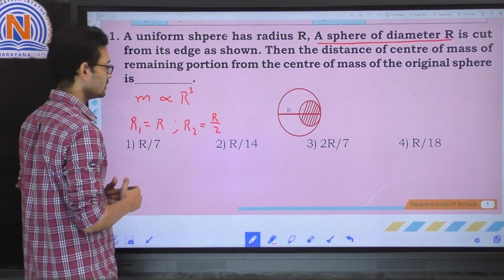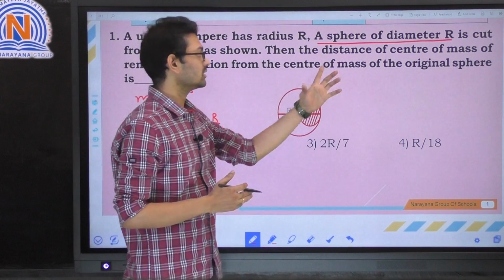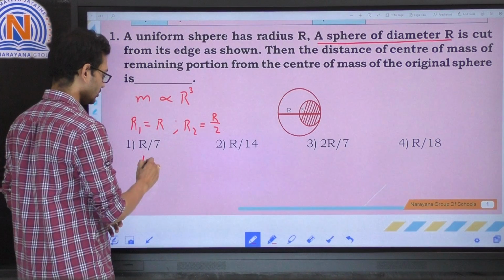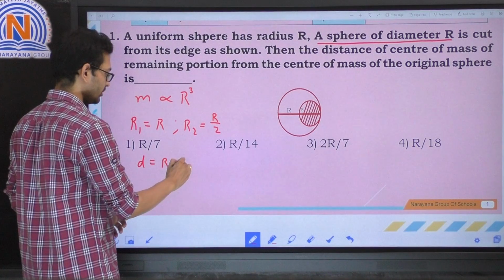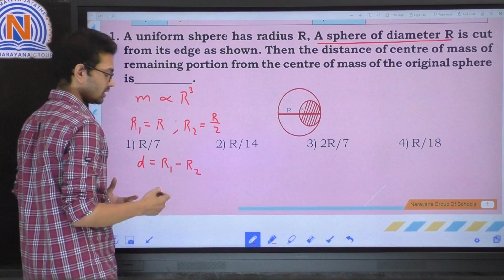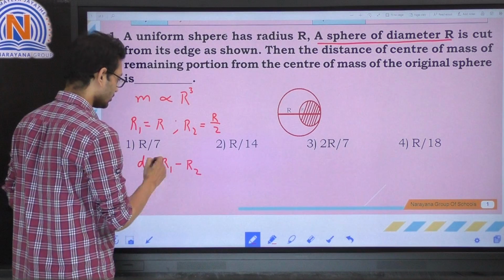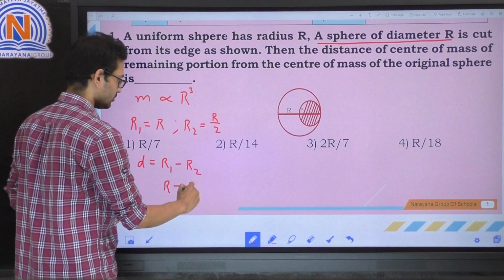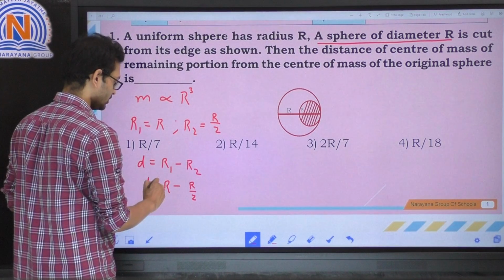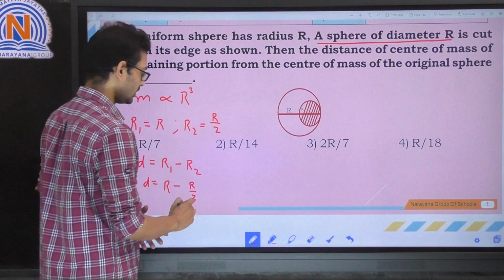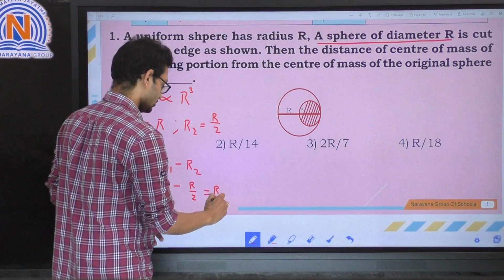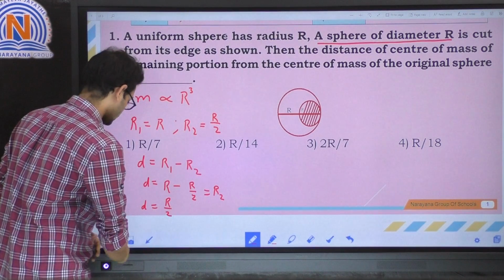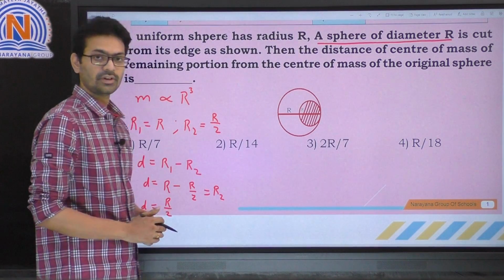Now I have to find out the distance of the center of mass. Distance d is equal to r1 minus r2, because r1 is the bigger value. r1 is r, whereas r2 is r by 2. So if you subtract r minus r by 2, you get r by 2. So your d value is r by 2, right? Now you got your d value also.